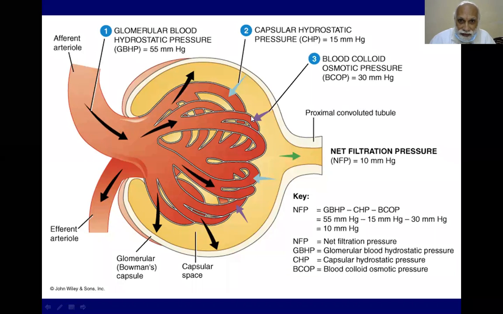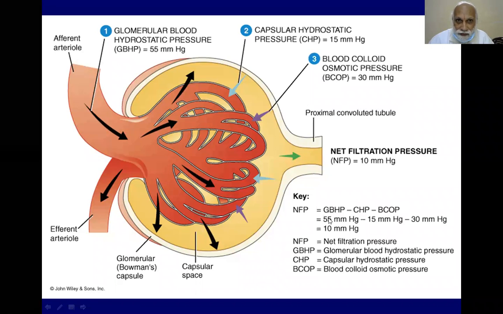Then inside the glomerular capillaries, the violet one, the colloid osmotic pressure is about 30 millimeters. So you have 40, and 40 minus 30 leaves you with 10. This is the net filtration pressure you were talking about earlier.